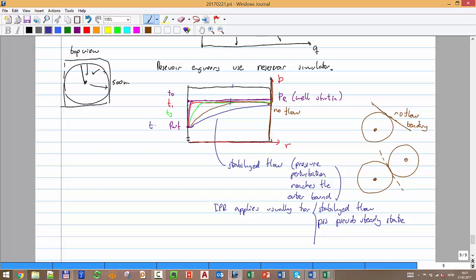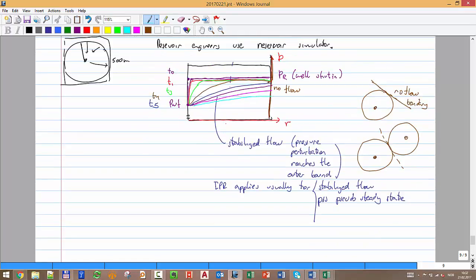So that's T4. Let's call it T5, actually. T5 and T4, and with time, at a later time, it will be like that. It will remain the same shape, but it will be declining, declining, and declining. So that's where the IPR usually applies, on that point that we call stabilized flow.